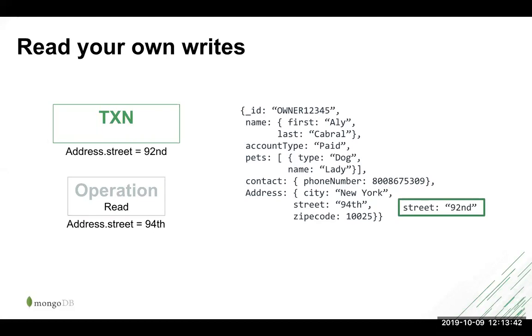Now, when we have this uncommitted write, if I have a separate read operation come in, outside of the transaction context, it will read the previous committed value. It's not going to read the uncommitted writes until the transaction has committed. However, if the transaction writes to that document and then does a subsequent read from that document, this means that it will see its own uncommitted writes.